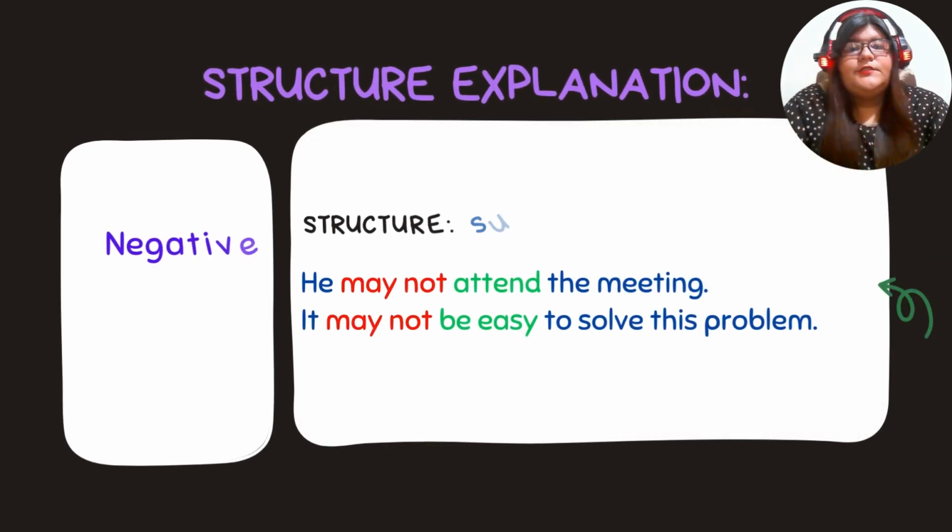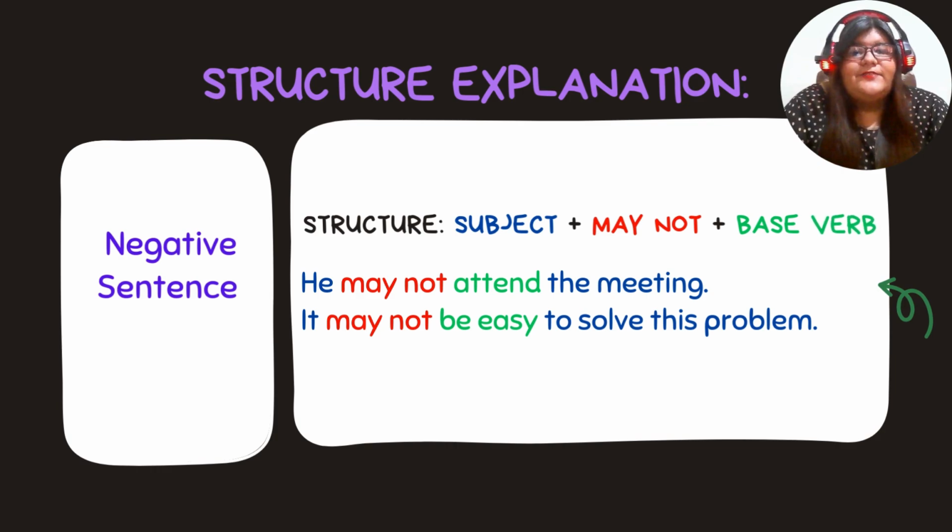Then we have here the structure of negative sentences. For example, we have the subject and the modal verb may not in negative, when you want to say no. But in this case, we won't use a contraction, just may not. Then we have in green the base form of the verb. He may not attend the meeting.